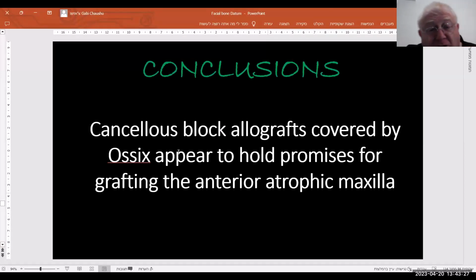Our conclusion, of course, was the cancellous block allograft covered by O6 appeared to hold promises for grafting the anterior maxilla. This was in 2009. Today, we are sure of this conclusion.